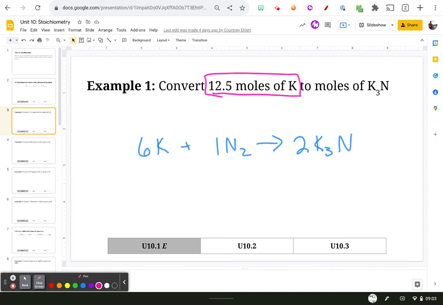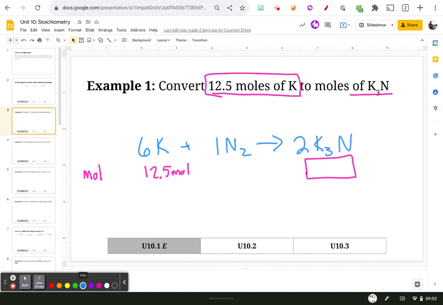When you write information around this chemical equation, moles should go below, because that's kind of the language the chemical equation is in. It's talking about relating moles to moles. So I've got 12.5 moles of K, so I'm going to put it right below the K. And I'm trying to get to moles of K3N. So here is my target, the moles of K3N.